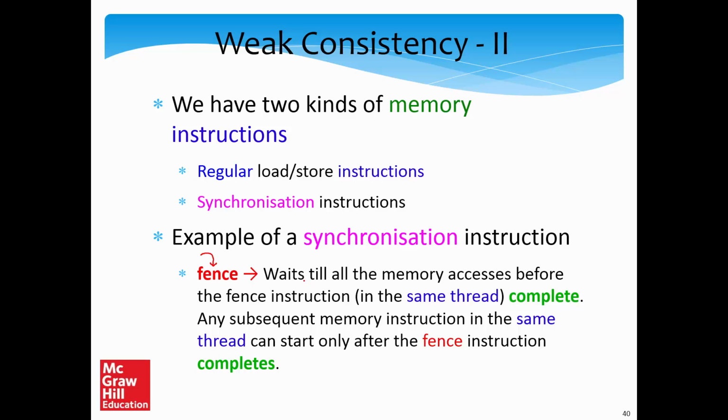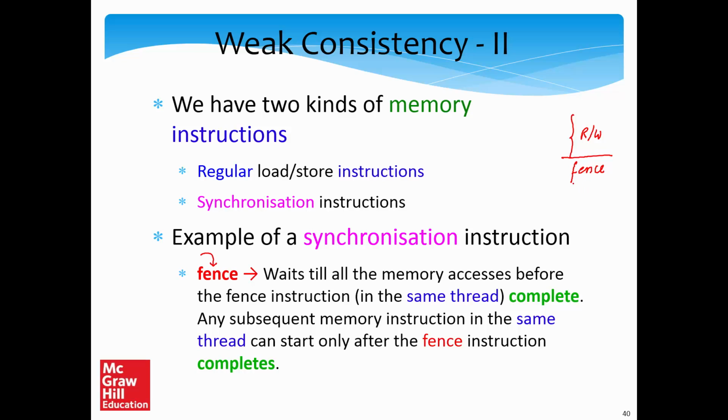The idea here is that this fence waits till all the memory accesses before the fence instruction in the same thread complete. Which means that if I have a set of reads and writes, or loads and stores, and then there is a fence, the fence will wait for all of them to complete. Complete for a read means it comes back with its value. Complete for a write means it goes and modifies the actual memory location. So it will wait for all of this to complete, and then the fence will execute.